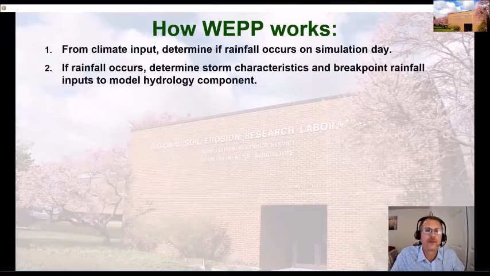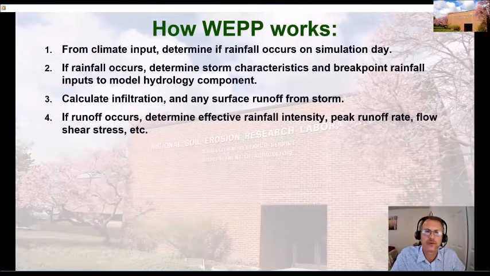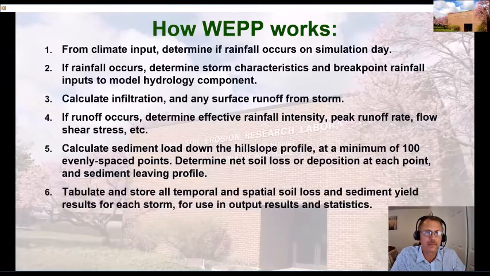And then if rainfall occurs, we determine the storm characteristics and the breakpoint rainfall inputs to the hydrology component of the model, calculate infiltration and any surface runoff from the storm. If runoff occurs, we determine the effective rainfall intensity, the peak runoff flow rate, and the flow shear stress from those. We calculate the sediment load down the hill slope profiles at a minimum of 100 evenly spaced points, and then determine the net soil loss or deposition at each point and the sediment leaving the profile.